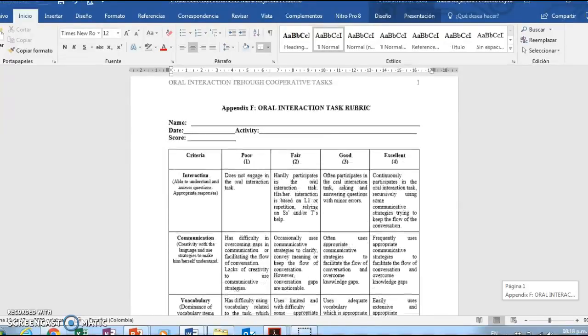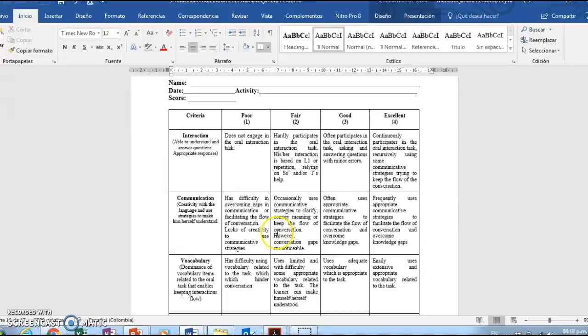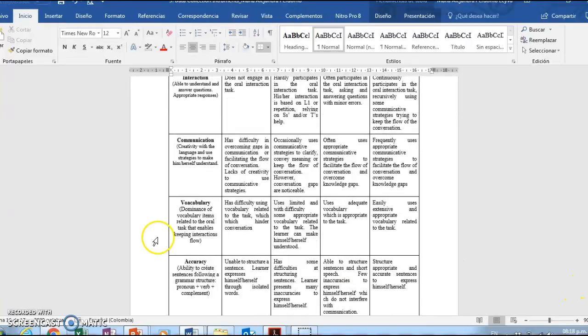The main aspects of the rubric are interaction, communication, and vocabulary. I want to include vocabulary here because vocabulary may be a hindrance to the flow of conversation and the flow of interaction. If the interaction is not very successful, I want to know if the problem may be the vocabulary and not the use of a communication strategy.